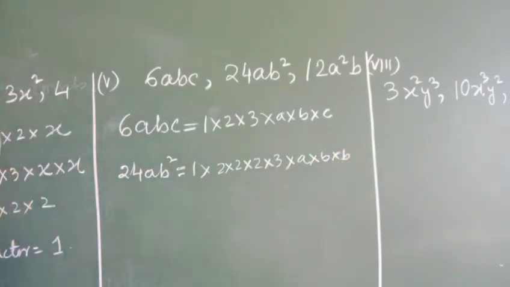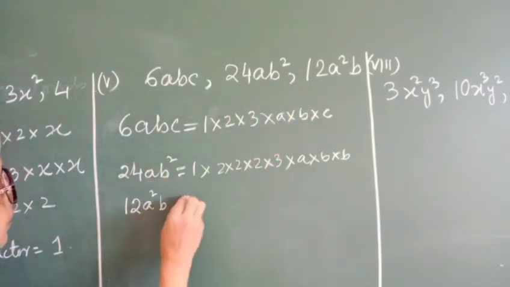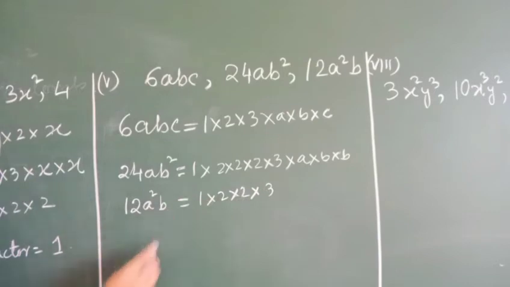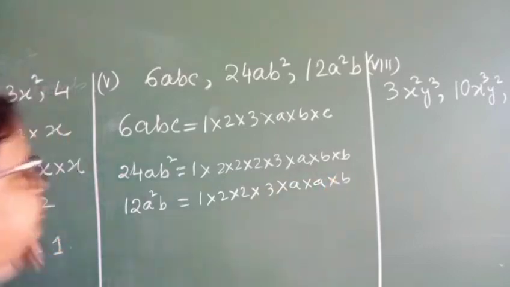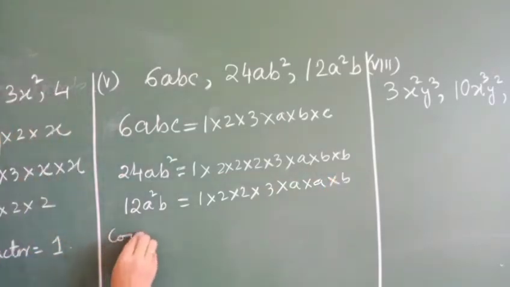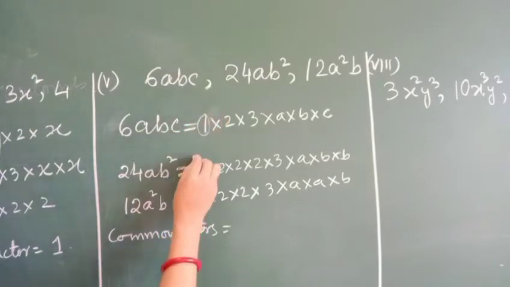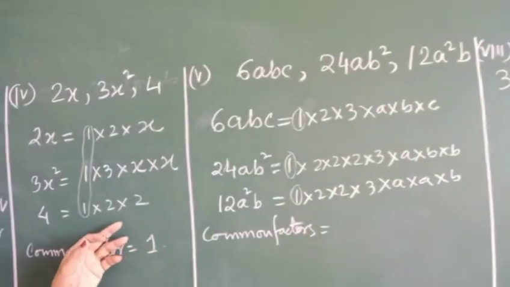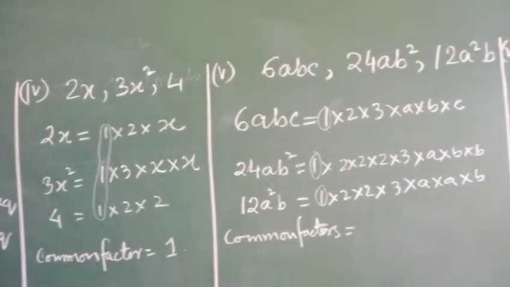Now you have to write this one also, 12a square b. 12 means 1 into 2 into 2 into 3. 2 3 is 6, 6 2 is 12. a square means a into a, and then b. Now the common factors are: 1 we can always take. If I don't write 1, then in the previous sum you can see that 1 was not there, and nothing was there to take as a common factor except 1.